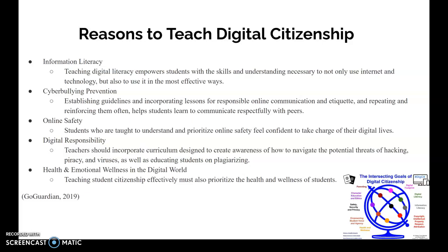Online safety. Students are taught to understand and prioritize online safety. They feel more confident to take charge of their digital lives. Also, digital responsibility. Teachers should incorporate curriculum designed to create awareness on how to navigate potential threats of hacking, piracy, viruses, as well as educating students on plagiarizing. And lastly, health and emotional wellness in a digital world. Teaching students citizenship effectively must also prioritize the health and wellness of students.